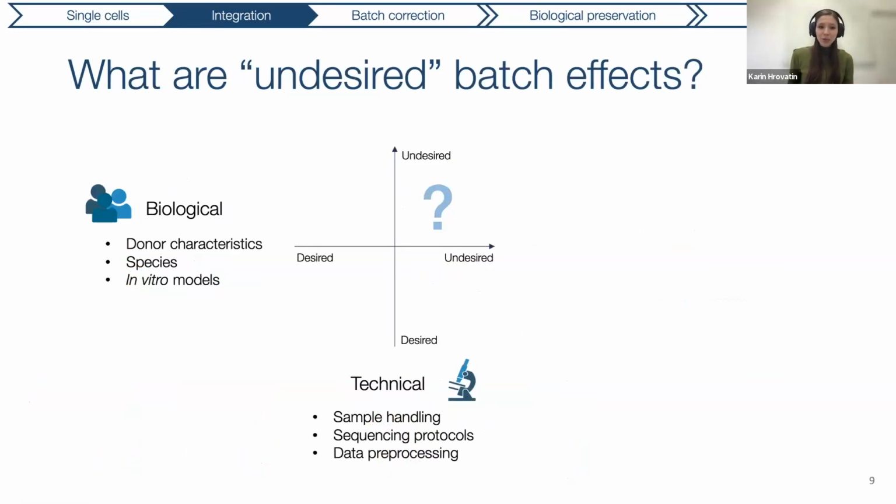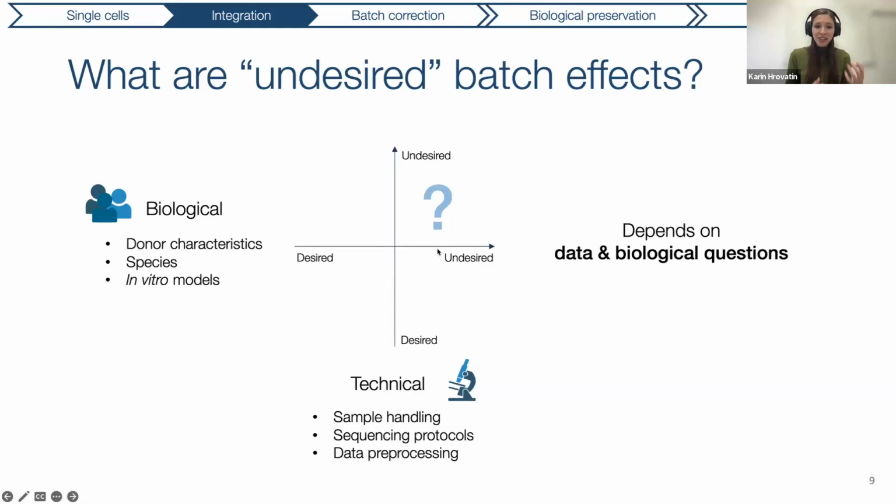To answer that question, we need to be aware that there are two different axes of variation in our data. One of them is the biological axis, for example, donor characteristics such as sex or age, different species, or different in vitro models. The other axis is technical variation, such as sample handling, sequencing protocols, or data preprocessing. The question is, which of those effects do we want to remove?